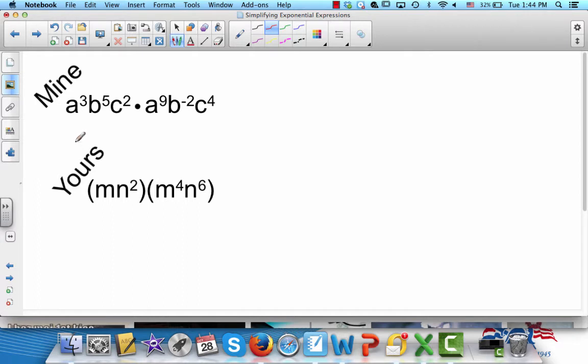All right, now, one that's a little bit more complicated, or at least it looks a little bit more complicated. I'll do mine, then I'll let you do yours. a to the 3rd, b to the 5th, c to the 2nd, times a to the 9th, b to the negative 2, c to the 4th. All you've got to do is treat it like 3 different problems. a to the 3rd times a to the 9th gives you a to the 3 plus 9. b to the 5 times b to the negative 2 gives you b to the 5 plus negative 2, which gives you b to the 3. And c to the 2 times c to the 4 gives you c to the 6.